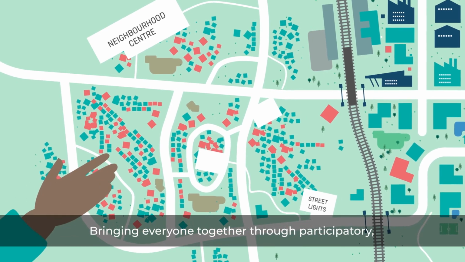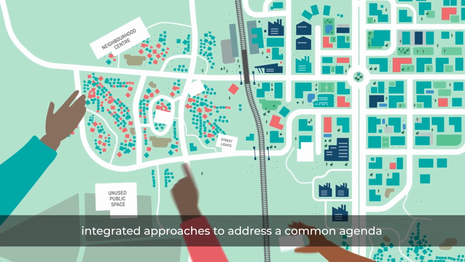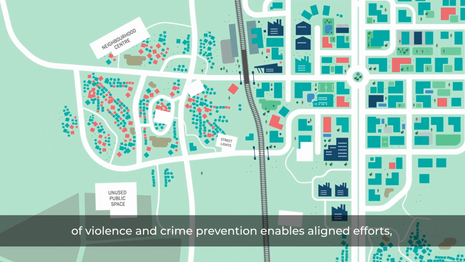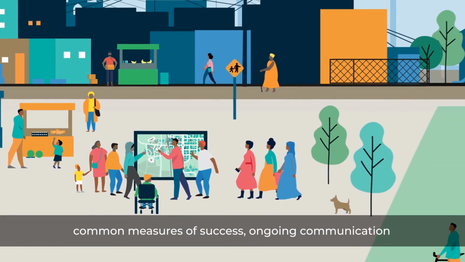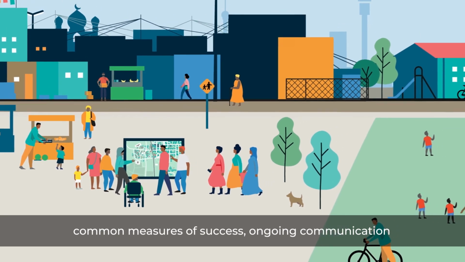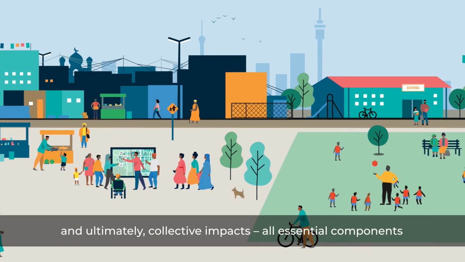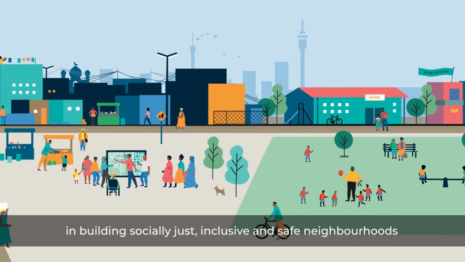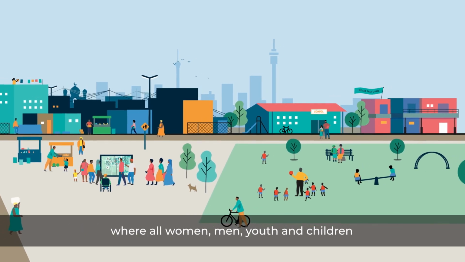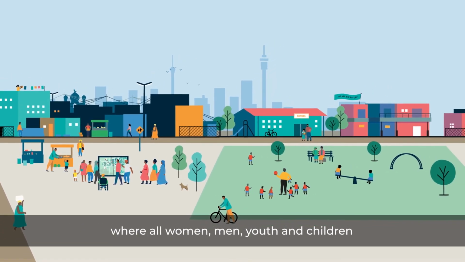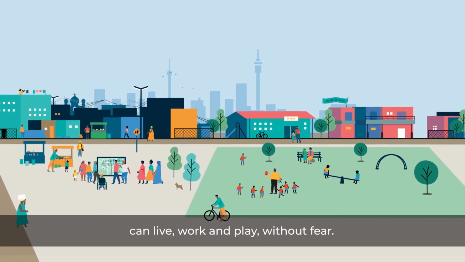Bringing everyone together through participatory, integrated approaches to address a common agenda of violence and crime prevention enables aligned efforts, common measures of success, ongoing communication, and ultimately, collective impacts, all essential components in building socially just, inclusive, and safe neighborhoods where all women, men, youth, and children can live, work, and play without fear.